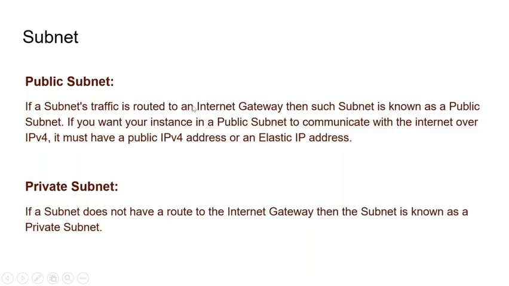Because the public subnet has an internet gateway, the internet gateway allows that application to respond back to you. And if the subnet does not have an internet gateway, then you cannot connect to it, nor will it respond to you. So if a subnet does not have a route to the internet gateway, then the subnet is known as a private subnet, just the opposite of a public subnet.